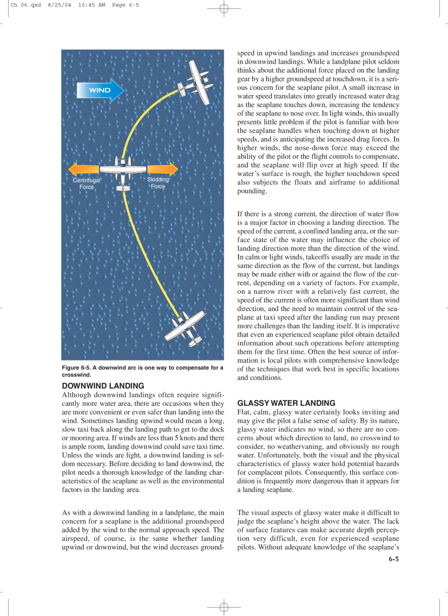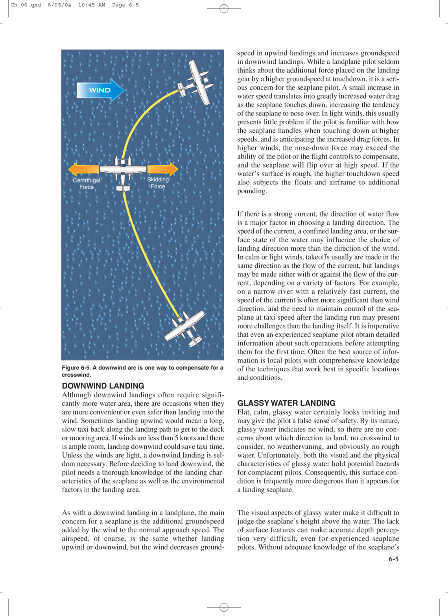If there is a strong current, the direction of water flow is a major factor in choosing a landing direction. The speed of the current, a confined landing area, or the surface state of the water may influence the choice of landing direction more than the direction of the wind. In calm or light winds, takeoffs usually are made in the same direction as the flow of the current, but landings may be made either with or against the flow of the current, depending on a variety of factors.